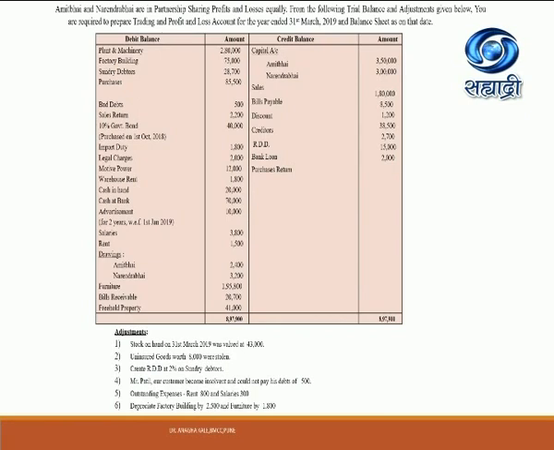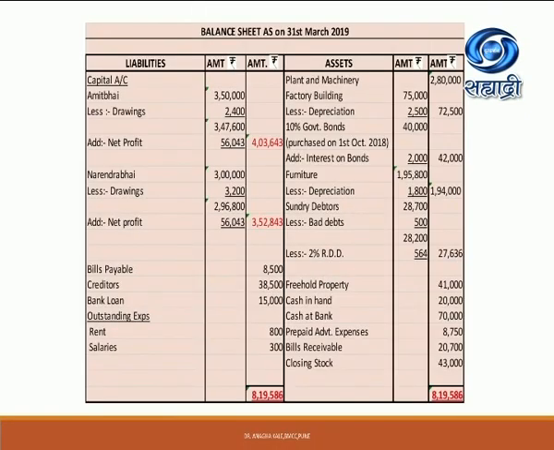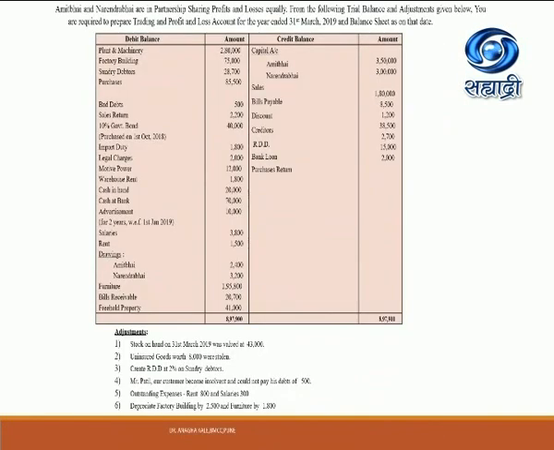Cash in hand, cash at bank. Now these are the assets. So in balance sheet, below freehold property, cash in hand is 20,000, cash at bank is 70,000.